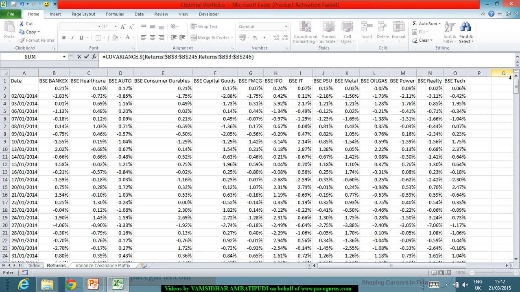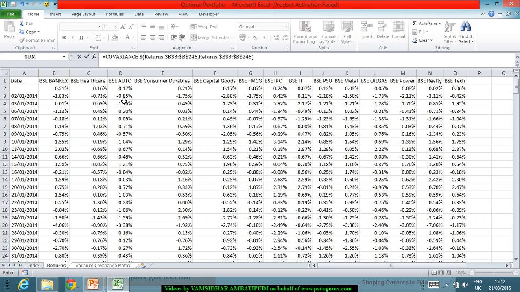So what I should typically be getting is, see here, the covariance between banking and banking. If I come here, it should be the covariance between banking and healthcare. It should be the covariance between banking and auto. But if I write the formula like this, I will not be able to generate the covariance in that particular manner.